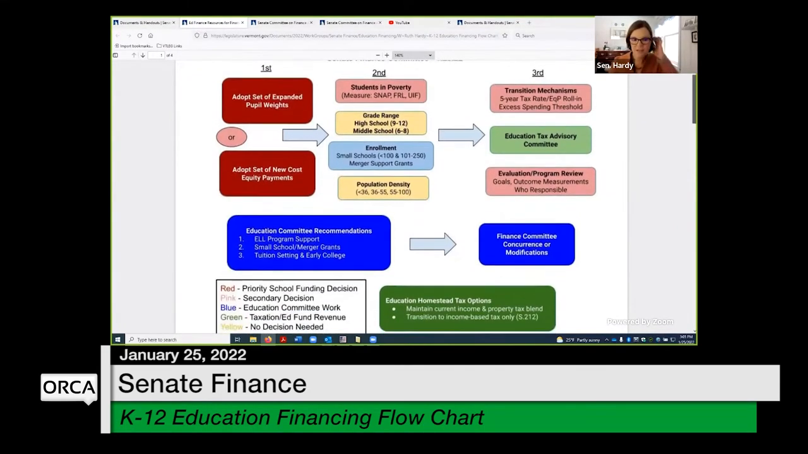A couple people had asked for a flow chart, and I love flow charts, and I know the chair loves flow charts, but it was a lot harder technologically to make a flow chart than I had thought. I almost had my son do it for me because he could probably have done it in 10 minutes, moving the arrows around. But anyway, this is what I came up with. It's a sort of flow-ish chart, but hopefully it will explain the decision points that this committee needs to make with this portion of the ed financing pupil weighting stuff that we need to do.